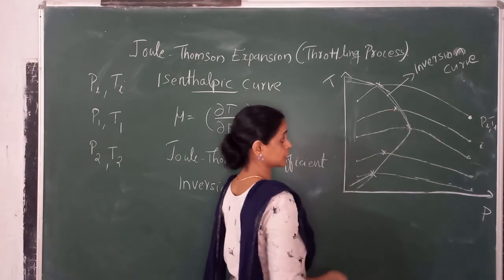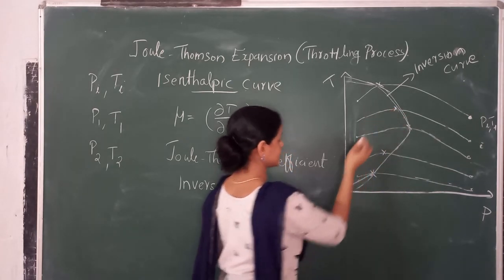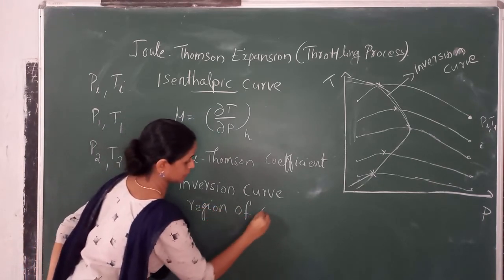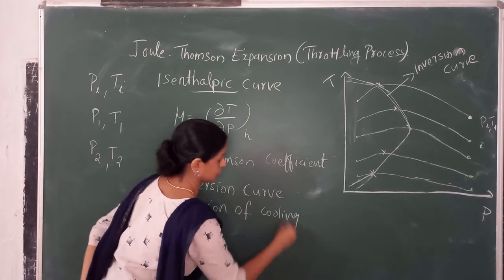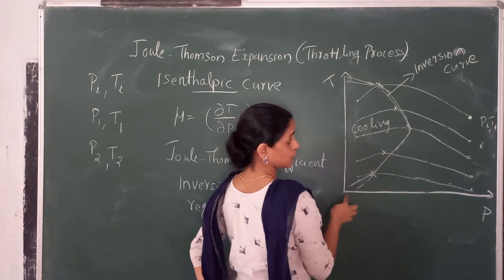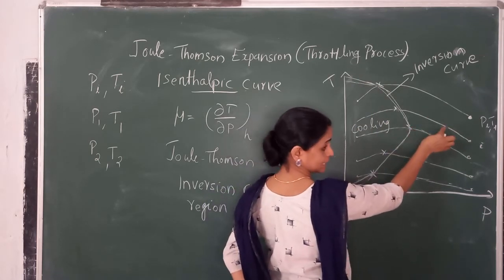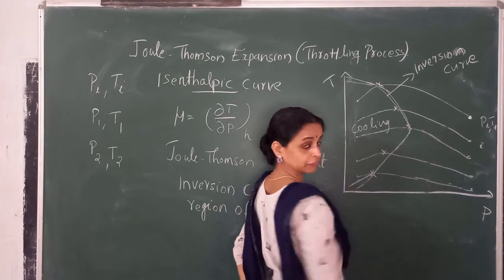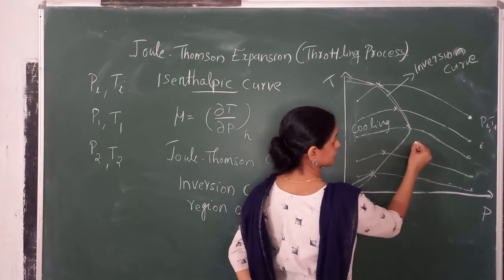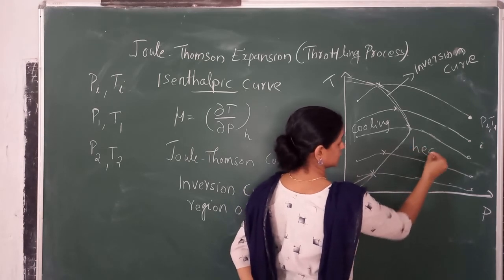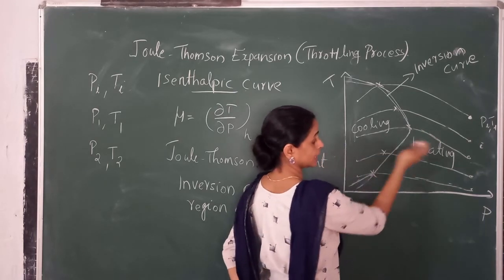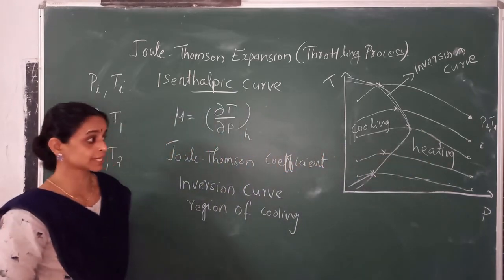The slope is positive. This region is known as the region of cooling. This is the cooling region. And in the region outside, the slope is negative, or the Joule-Thomson coefficient is a negative value. So this region is known as the region of heat. This is the region of cooling, and outside this is the region of heat.